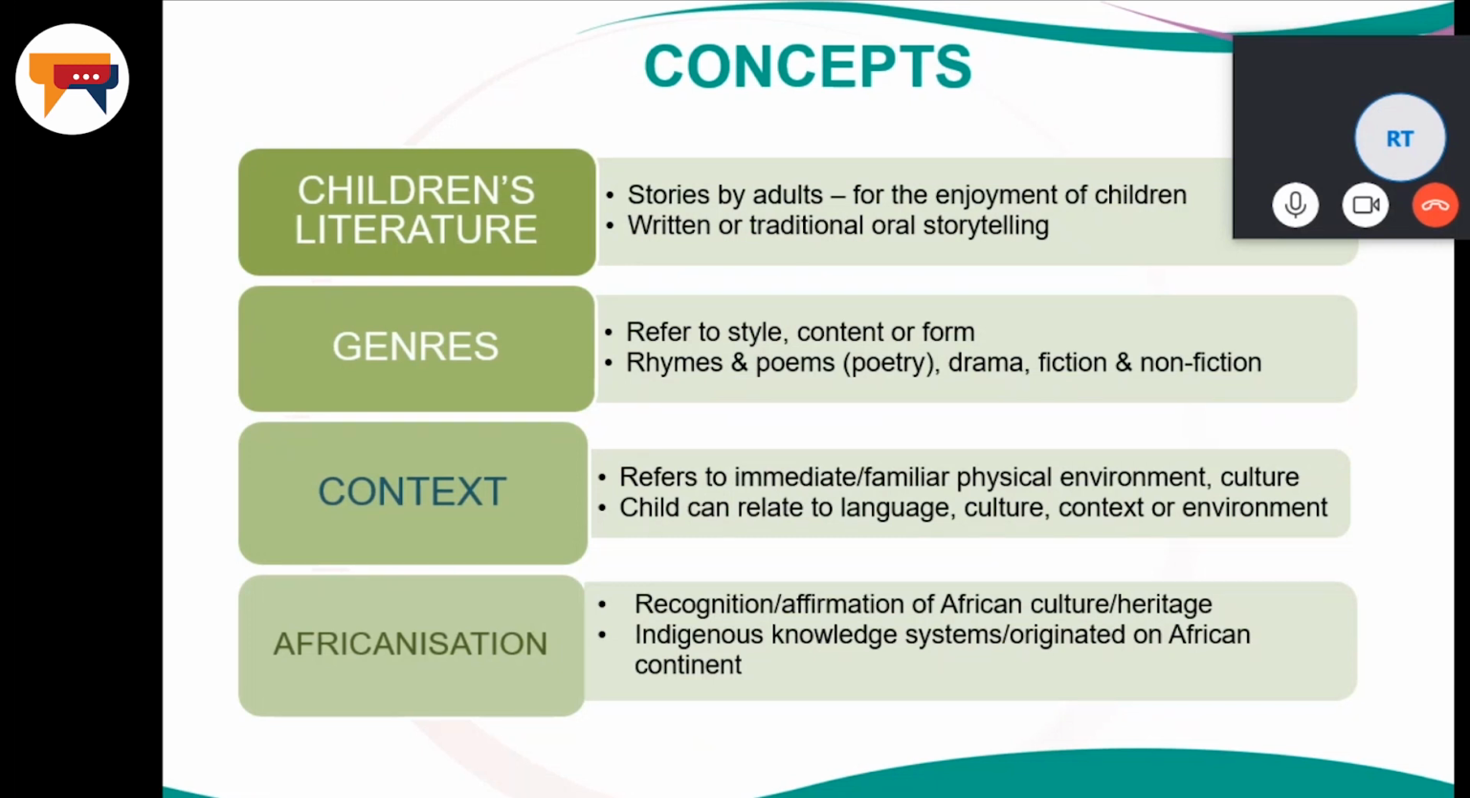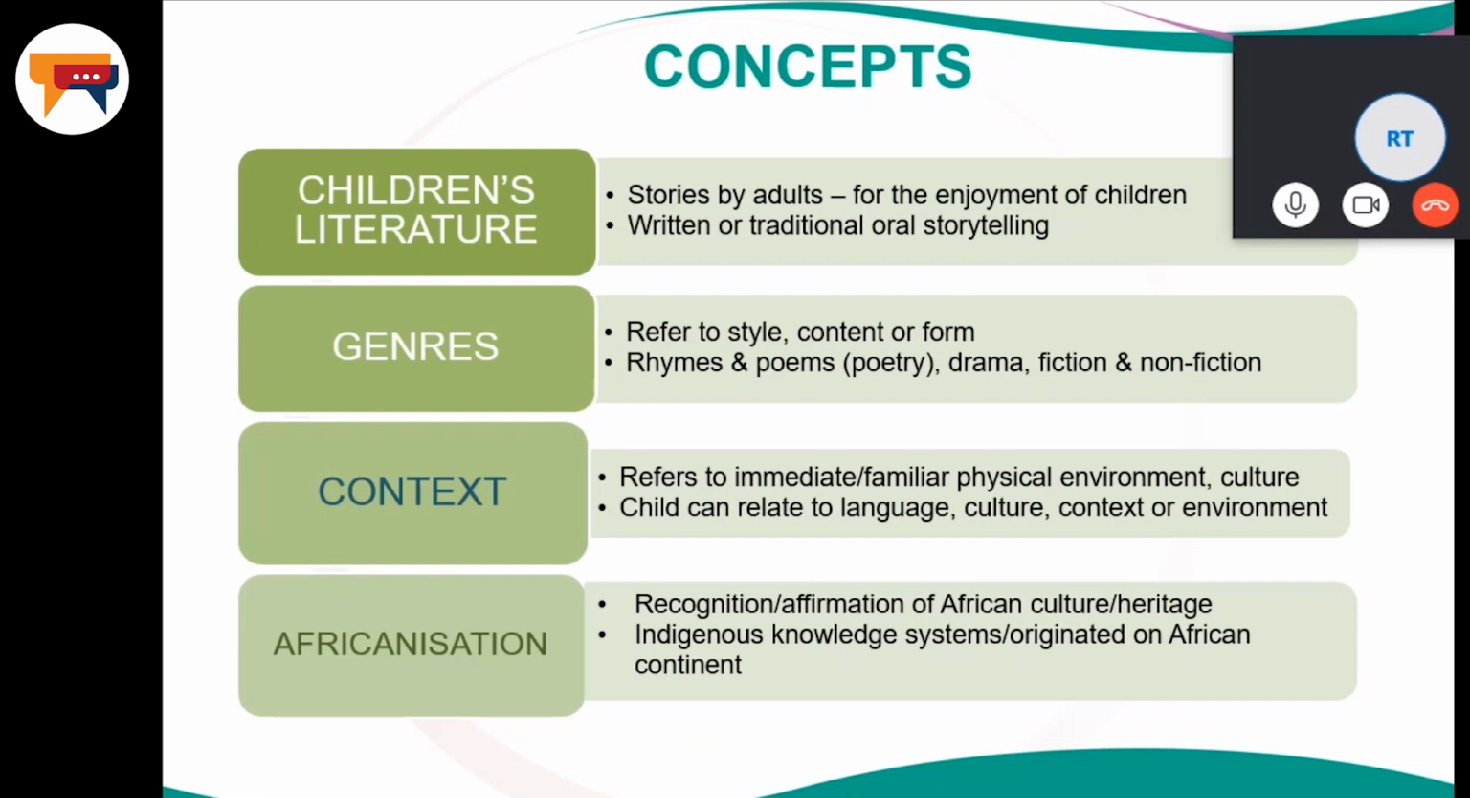So if we jump straight to concepts, those are the 4 most important concepts that you need to define. Please define in your own words, otherwise we can't determine if you understand what it's about. So children's literature: it's stories written by adults for the enjoyment of children. And remember, it also includes traditional oral storytelling. It's as simple as that. Don't come up with very elaborate and complex definitions. Genres, also very simple. What kind of book do you like to read? It refers to the style, the content, or the form, and you can give examples there. There are 4 genres, which are poetry, drama, fiction, and non-fiction.